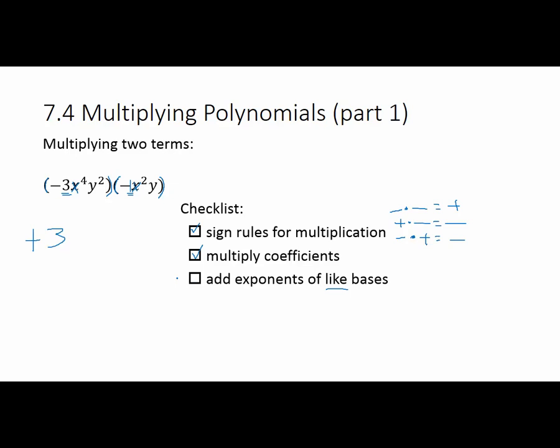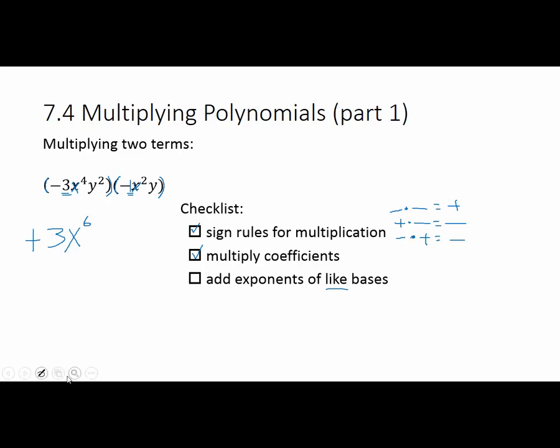Typically in polynomials, your bases will be variables. So since they have the same base, I'll add the exponents. So 4 plus 2 gives me an exponent of 6. I keep the base x, I just bring it down. So I just added 4 and 2, and I got 6.